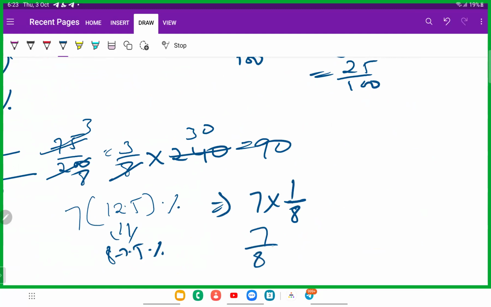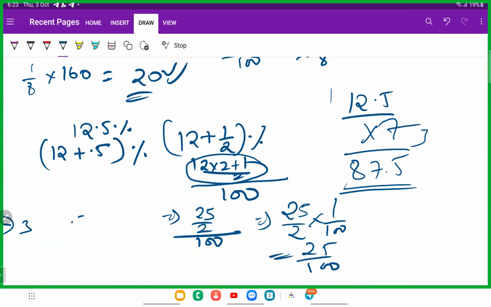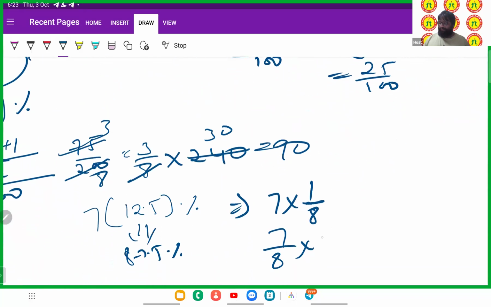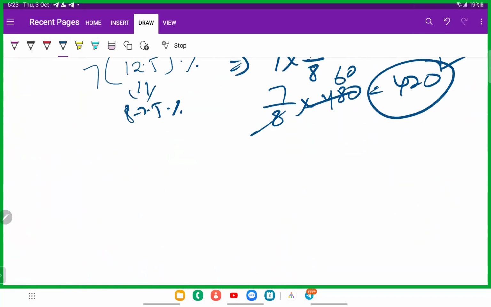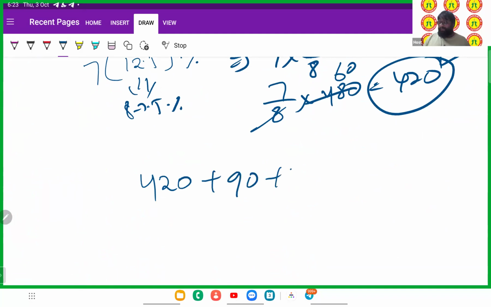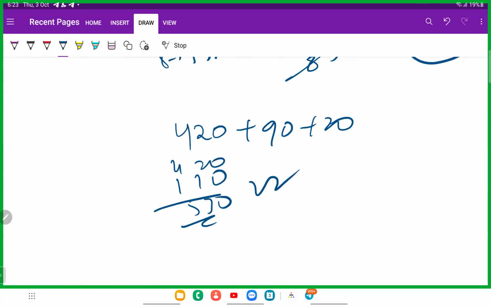So 12.5% you already know is 1 by 8. So 7 by 8 into what is the answer there? Sir, 480. So 8 ones are 8, 8 sixties, that will be equal to 420. Any doubt till now? So 420 plus 90 plus 20. So 420 plus 110, 530 is the answer. Any confusion till now? No, sir.